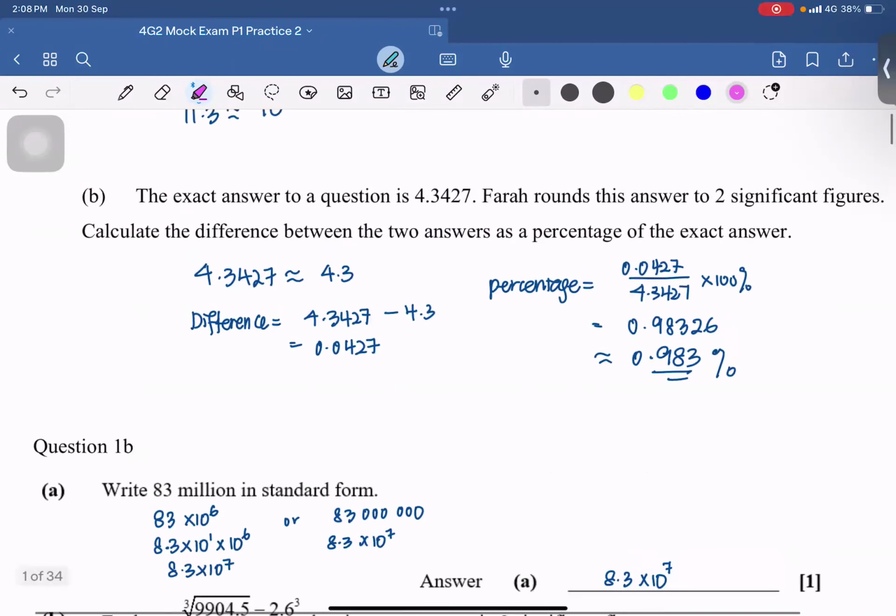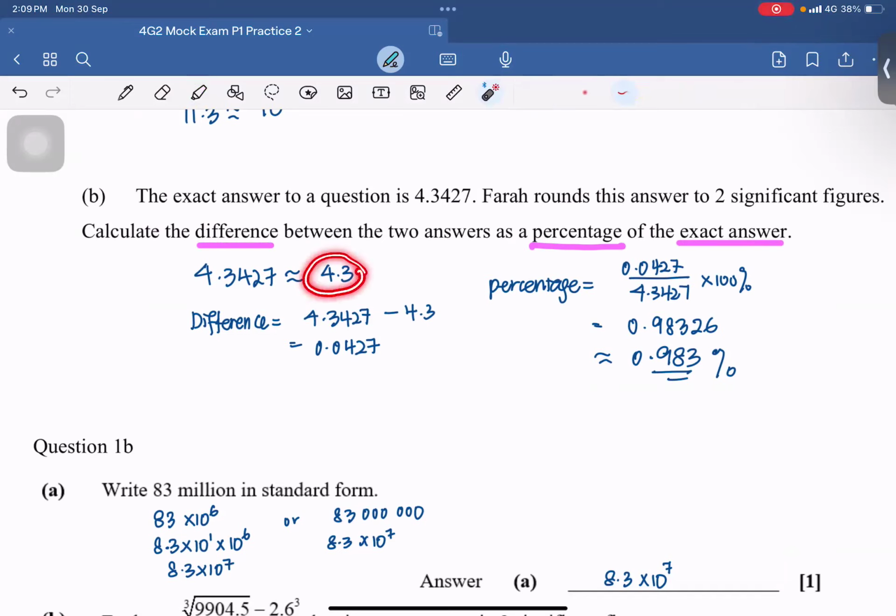Next, question number 2. Question B here says they ask you to calculate the difference as a percentage of the exact answer. So what do you need to do? You first find the difference, then divide the difference by the original number, the exact one, times 100%. That's how you get your percentage.